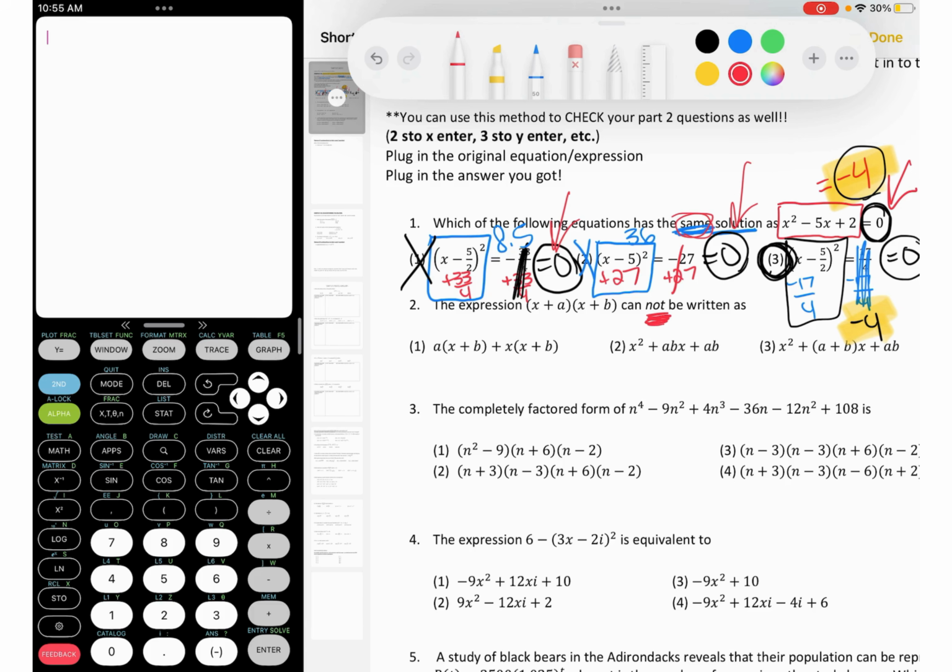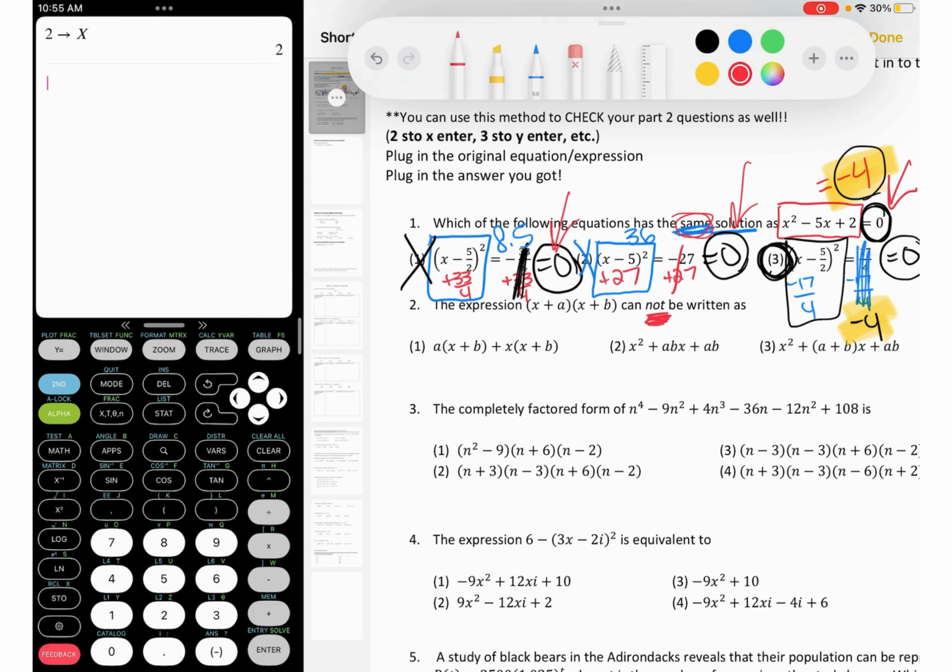If you checked choice 1 and it was equivalent and you picked it, you would have been wrong because you want to find the one that's not equivalent, okay? So because this one has multiple variables, there's a couple different ways that you can do it. I'm still going to do my 2 stow x, enter. You cannot use the same number for all variables, so you have to be very careful about that.